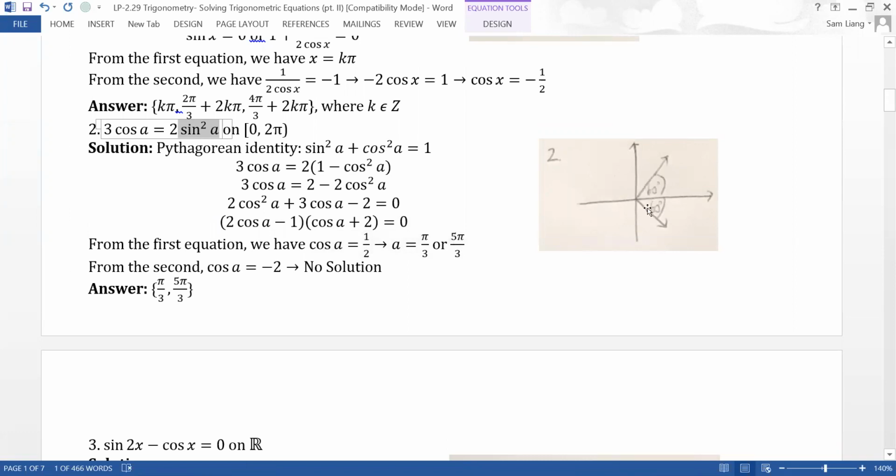Quadrants 1 and 4. From the second equation, we will get no solution, right? Because cosine A can't equal -2. The lowest value is -1 for cosine. Okay. So our final answer is therefore just pi over 3 and 5 pi over 3. I'll give you a sec to copy that down and then go on to question 3.